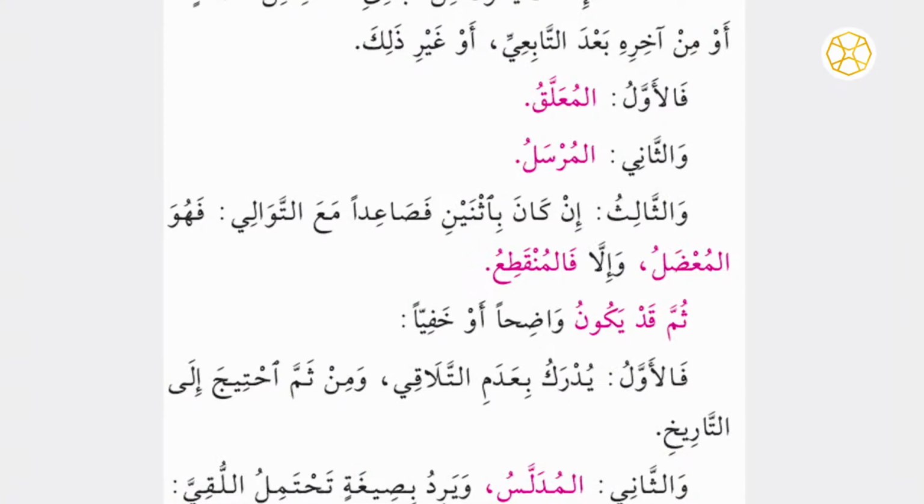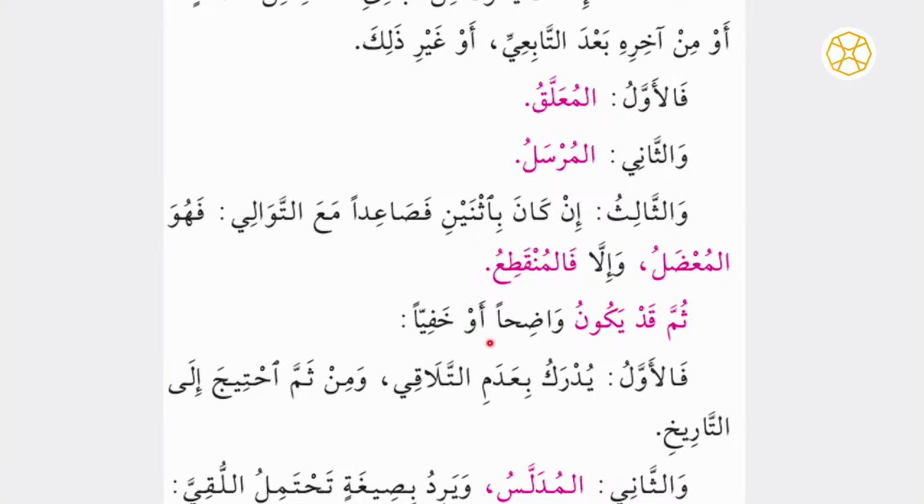So we continue. He says, وَالثَّانِي, the second type of drop or omission in the sanad is called al-mursal, involving the tabi'i, which we'll elaborate on a little later. وَالثَّالِثُ, the third type is إِنْ كَانَ بِإِثْنَيْنِ فَصَاعِدًا, if it is a drop of two or more transmitters consecutively, مع التوالي, consecutively, فهو المعضل, that is referred to as a mu'dal hadith. وإلا, but if it is not consecutive, فالمنقطع, then it is going to be referred to as severed or cut hadith. ثم قد يكون واضحا أو خفيا.